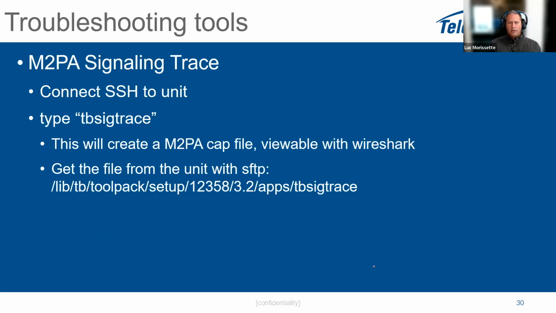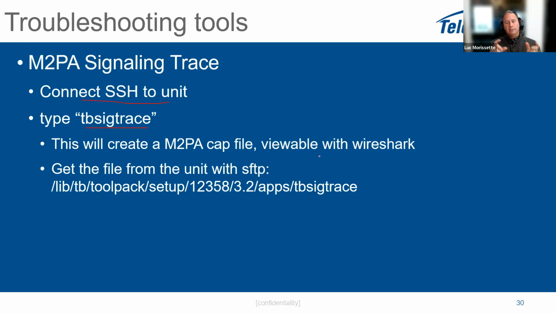The other troubleshooting you can do is the signaling trace. First, connect SSH to the unit, and then type just TB-SIG trace. Automatically, it starts, finds the M2PA information, and creates an M2PA capture file, which is viewable from Wireshark.